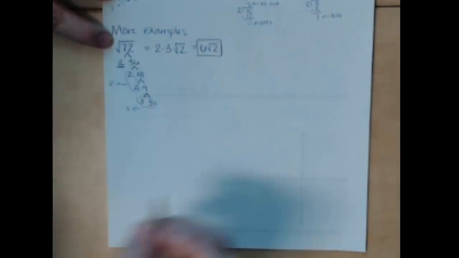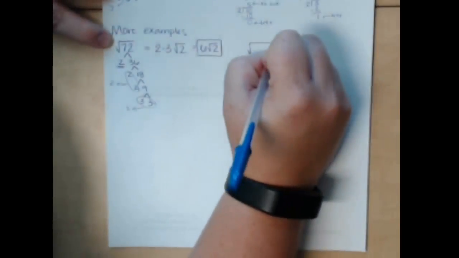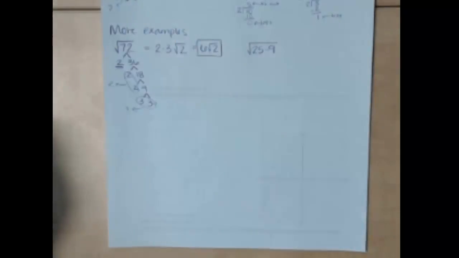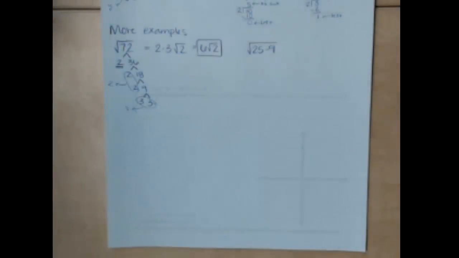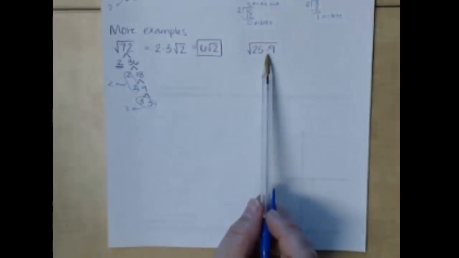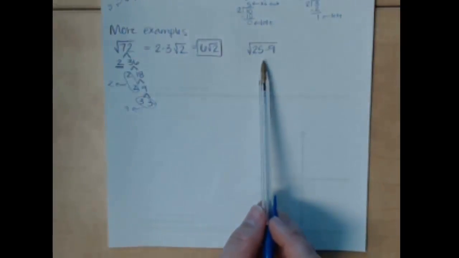Another thing they might throw at you is something like this, the square root of 25 minus 9. Now, when we look at this, 25 and 9 are actually both perfect squares. But we don't have any rules for simplifying these individually under a square root. We can't just say the square root of 25 is 5, the square root of 9 is 3, and 5 minus 3 is 2. It doesn't work that way.